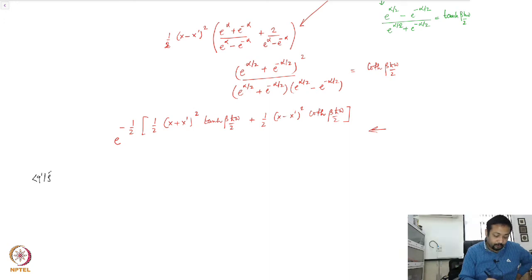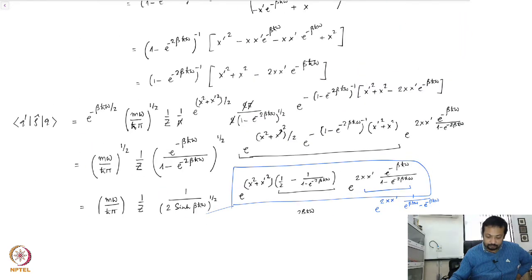q prime rho hat q, as e to the power minus beta h bar omega, was already taken care of. We have (m omega over h bar pi) raised to the power half, 1 over z, and then we have 1 over twice sinh beta h bar omega raised to the power half. Am I right? Correct.